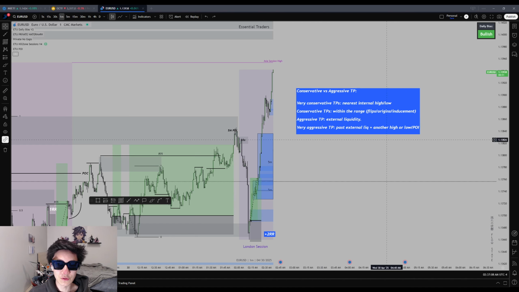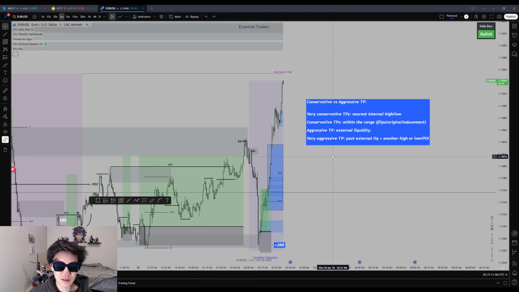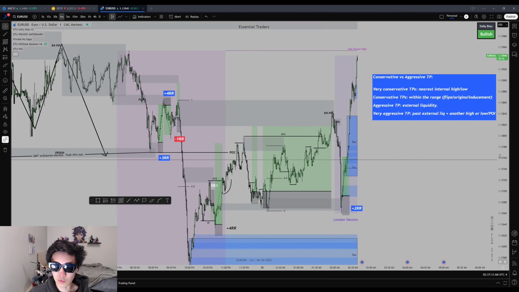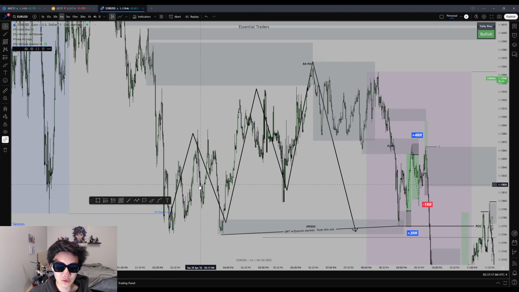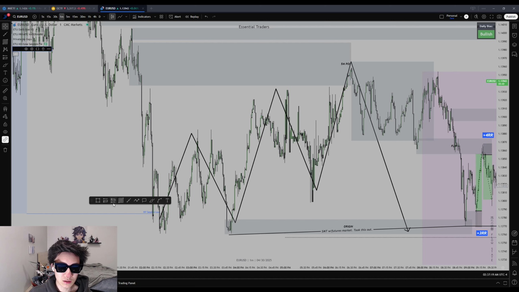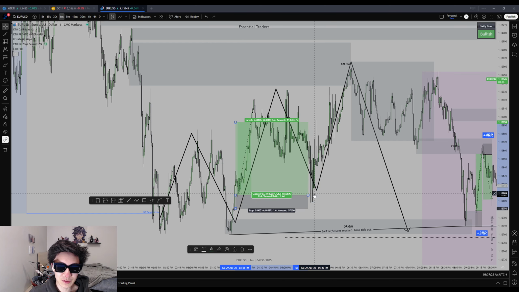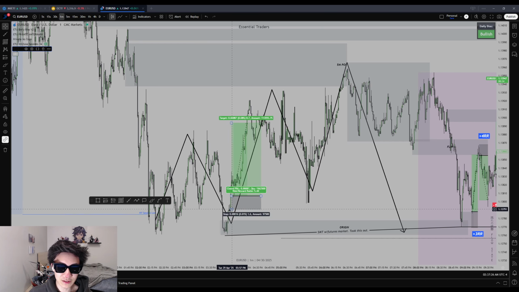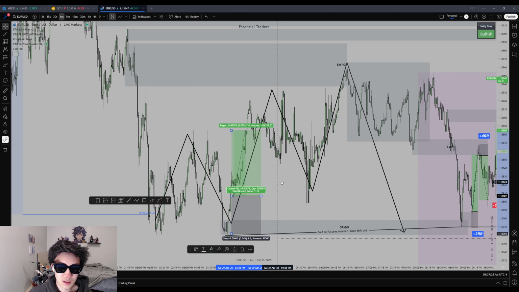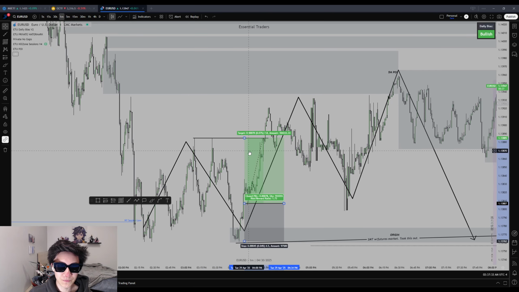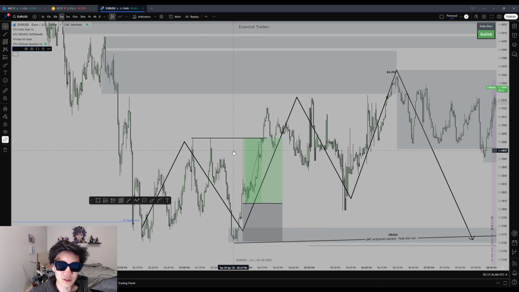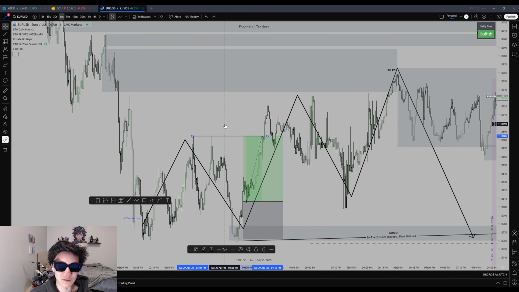Now I'm going to be going over very aggressive TPs. So you guys know for aggressive TPs, we're just targeting external swing structures. So for example, let's say you took a long randomly. Okay, I'm just going to place a tool here so you guys understand what I'm trying to say. Let's say you took a long. This would be targeting external liquidity. This would be considered just aggressive.